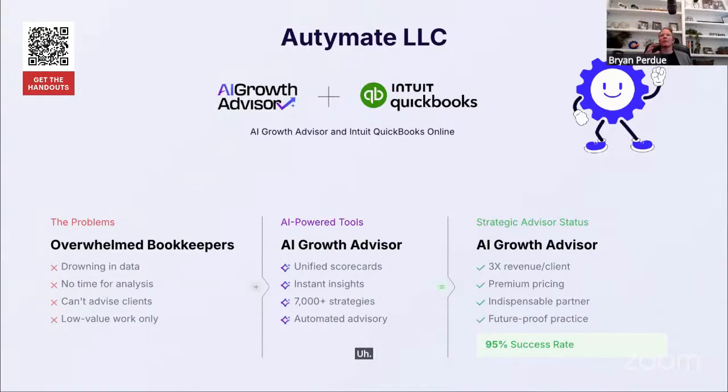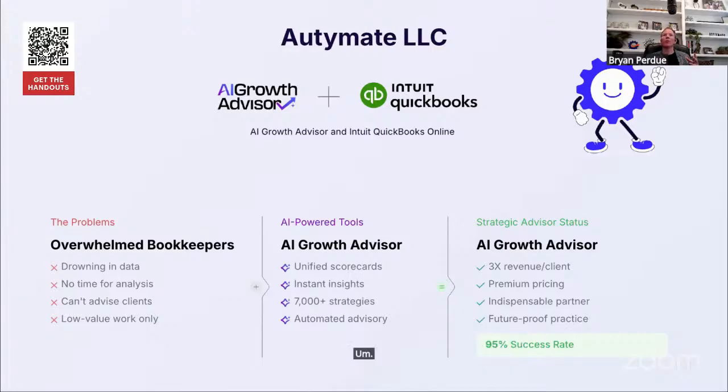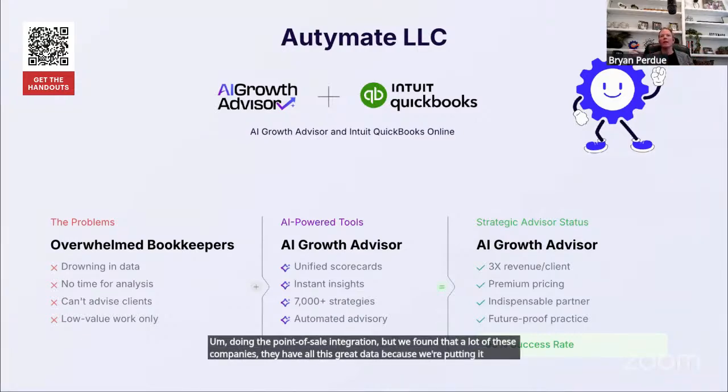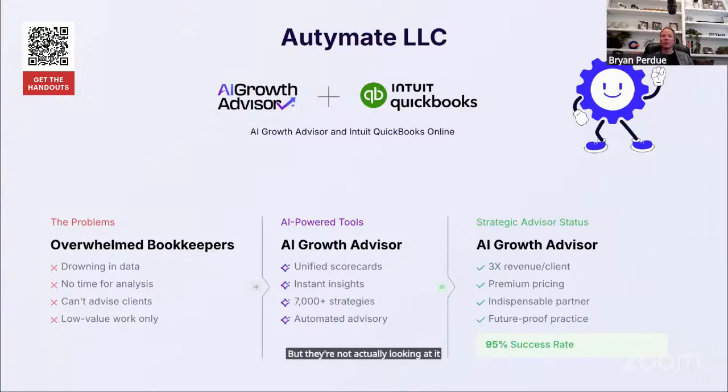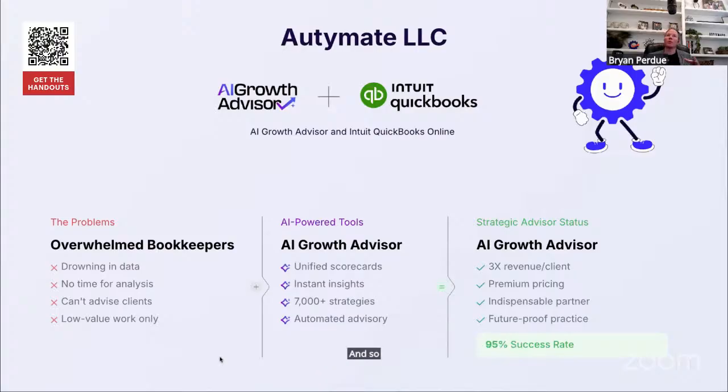Yeah, so about 10 years ago, we got into the integration space, and we did a lot of integration. We still do a lot of integrations for large franchises, some of them with thousands of locations, doing the point of sale integration. But we found that a lot of these companies have all this great data because we're putting it in QuickBooks correctly, but they're not actually looking at it. They're not being strategic. Reports don't really help you unless you look at them and you take action. And so we came up with the AI Growth Advisor to help businesses stop drowning in data and actually start looking at the data.